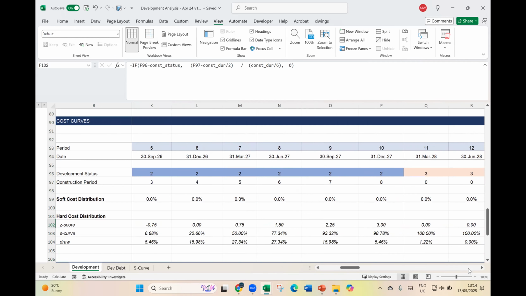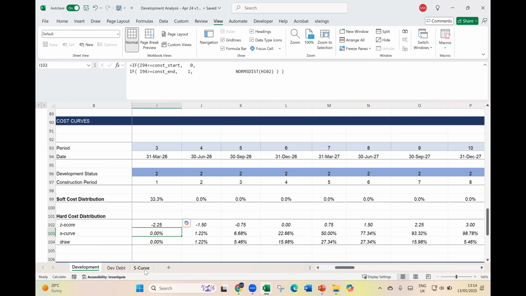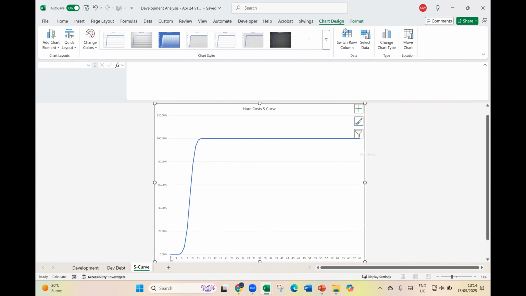And then what happens here with this S curve is that the S curve is a cumulative curve. So as you see here, this is a cumulative. So that's your development timeline, right? So then it's going up here is your S curve. So you see like it does like an S, is a cumulative cost. Okay, so it's your hard cost S curve distribution.